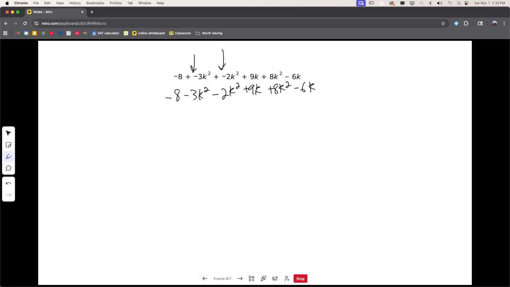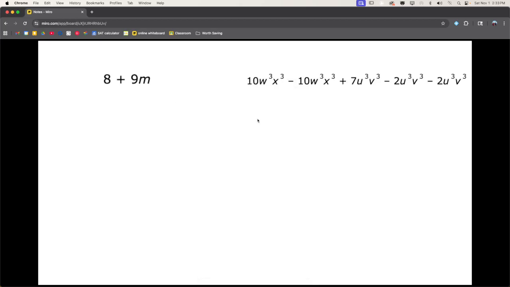And then you just do your normal process, right? I can combine negative 3k squared, negative 2k squared, and 8k squared. Okay, negative 3 minus 2 is negative 5. Negative 5 plus 8 is 3k squared. Cross them off so that we know we've used them. Then I can combine 9k and 6k. 9k minus 6k is positive 3k. Cross them off. And the only thing left in the problem is the minus 8, and this is our final answer.